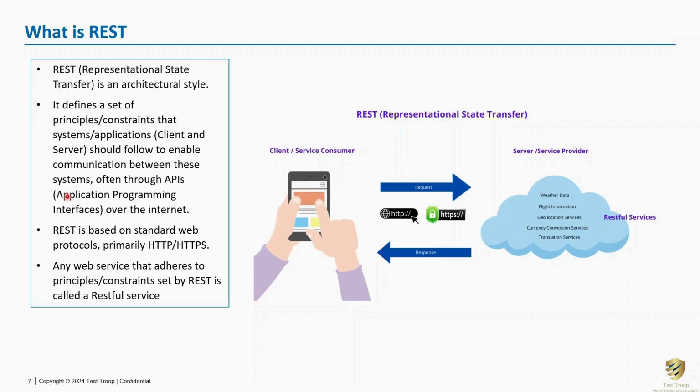Just to let you know, in case of REST, every object is considered as a resource. Each resource is uniquely identified by a uniform resource locator. In this diagram, for example, the weather data service, flight information service, and geographical location service are all of them resources. Each of them is accessible by its own respective URI.